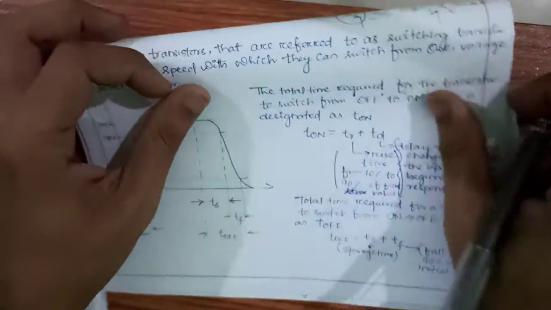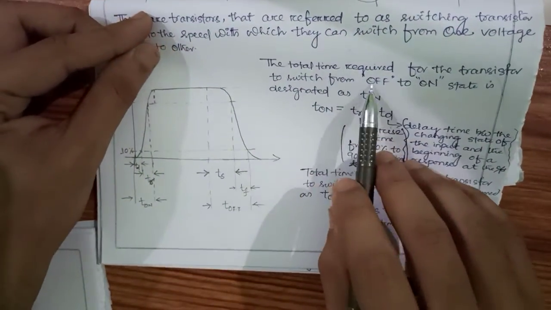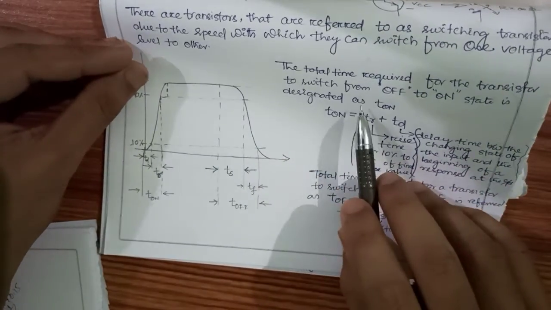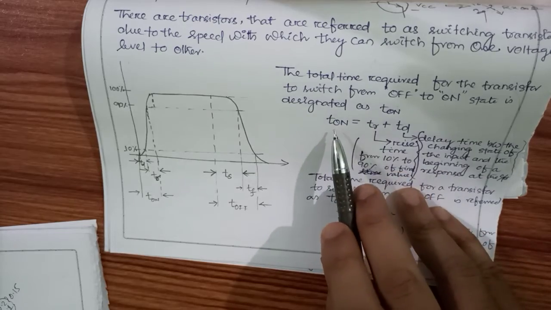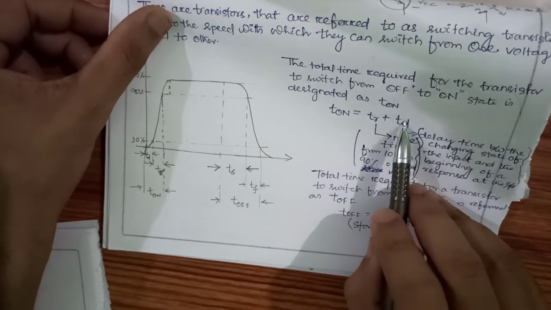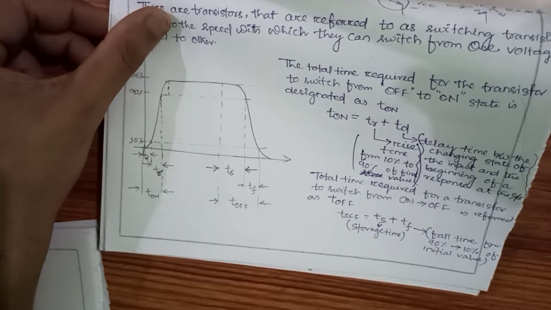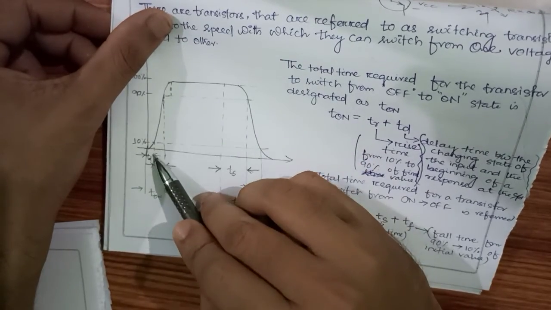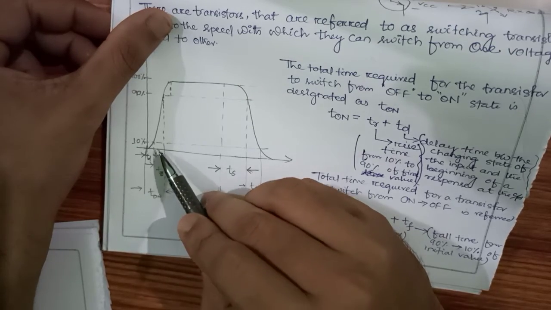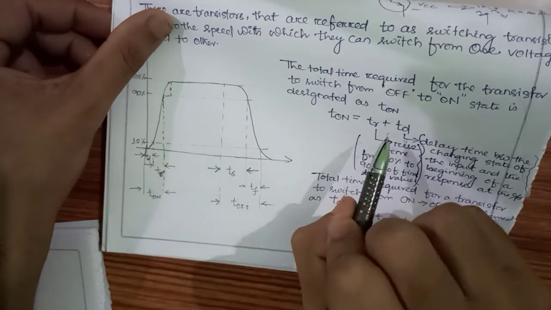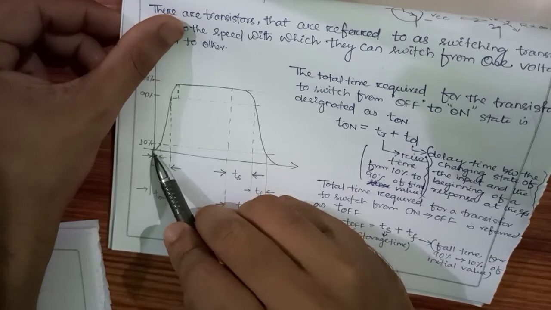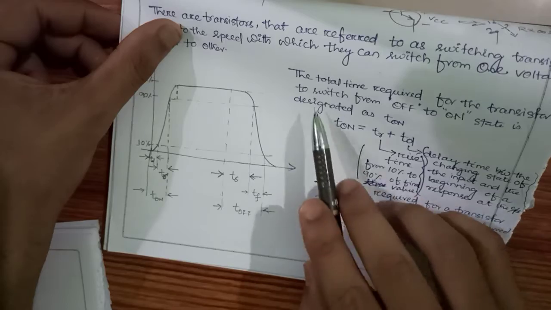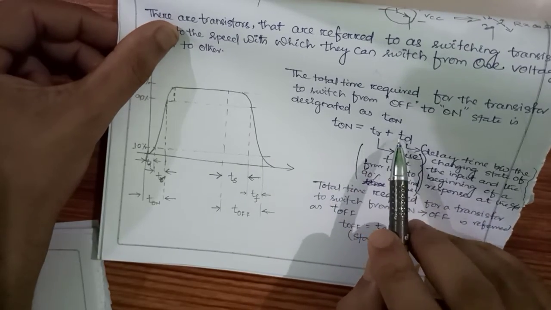The total time required for the transistor to switch from off to on is called T on. So this is off, this is on, so this is T on. How much will this T on be? T on is nothing but the rise time plus the delay time. We have seen what rise time is: 10% of this value to 90% is called the rise time. You see this is the rise time from here to here. This is 10%, this is 90%. And what is delay time? 0 to 10% is the delay time. So our on period T on is nothing but TR plus TD.